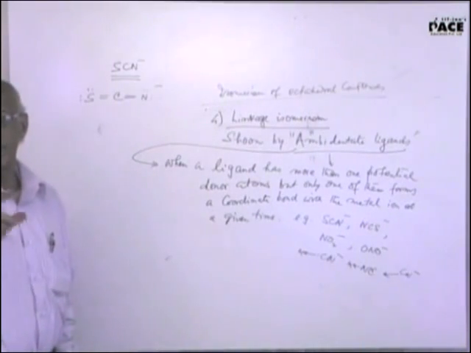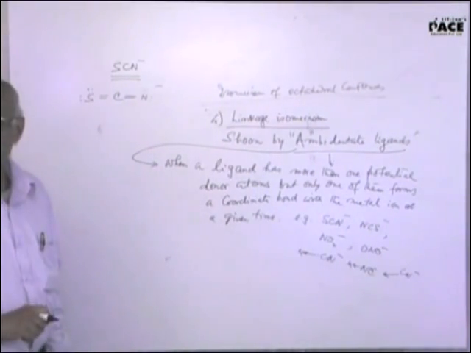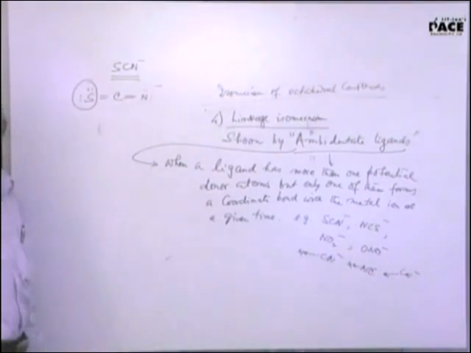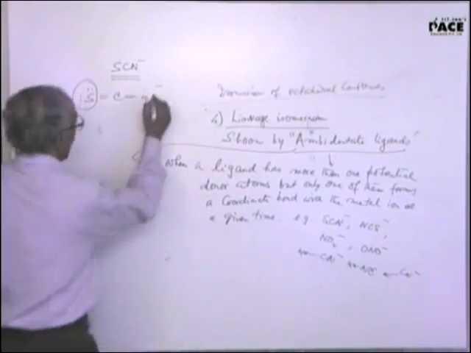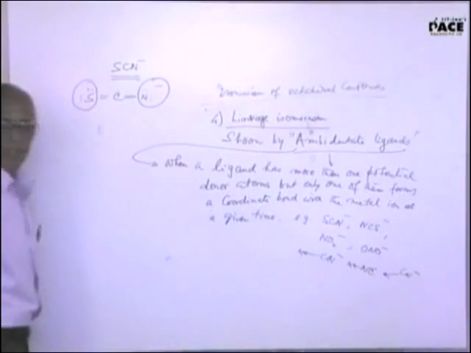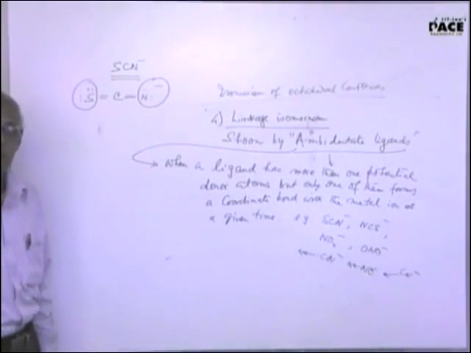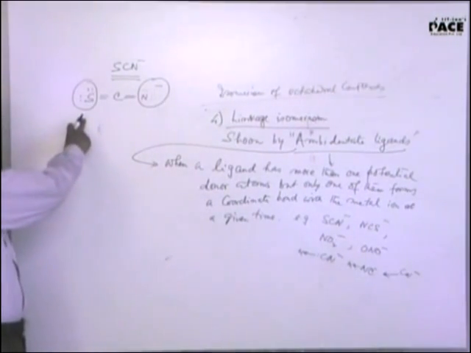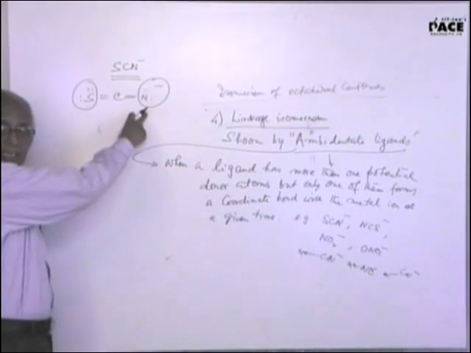Thiocyanate ion has a structure like this. The sulfur has two lone pairs. Nitrogen also has two lone pairs. Sulfur can act as a ligand. Nitrogen can act as a donor atom.